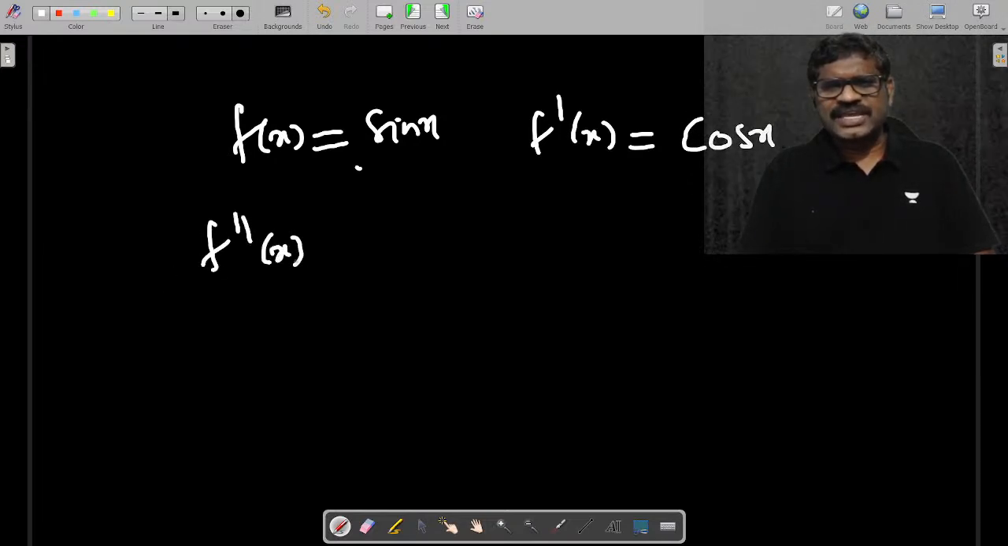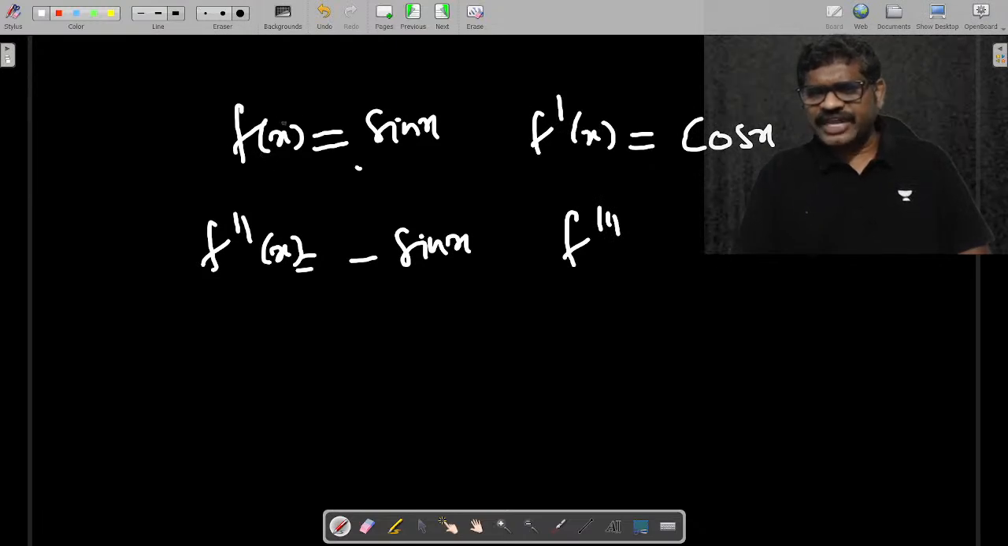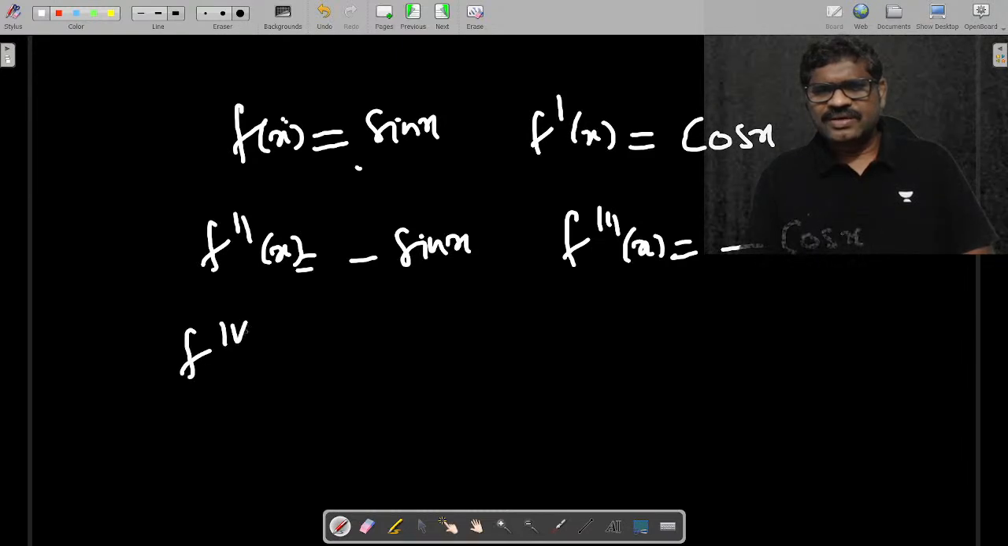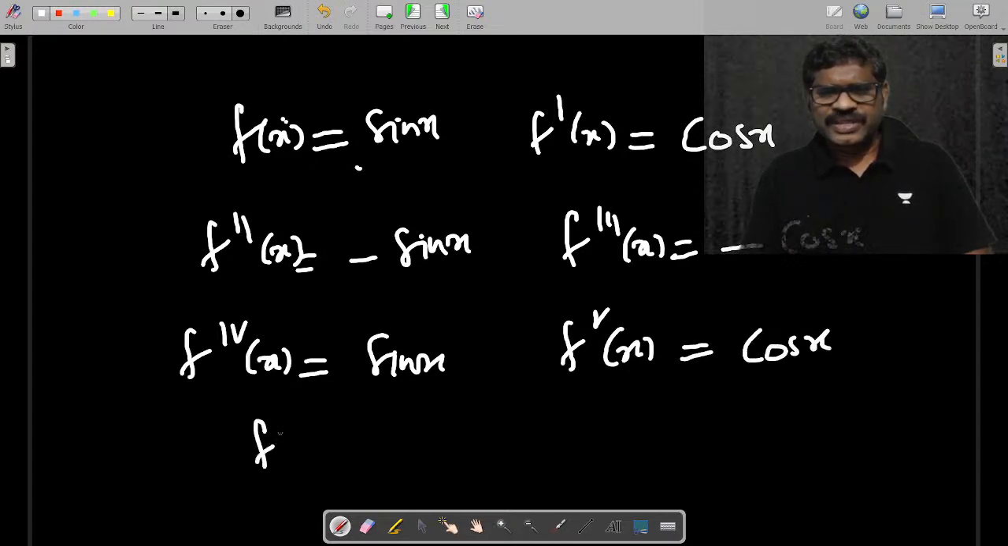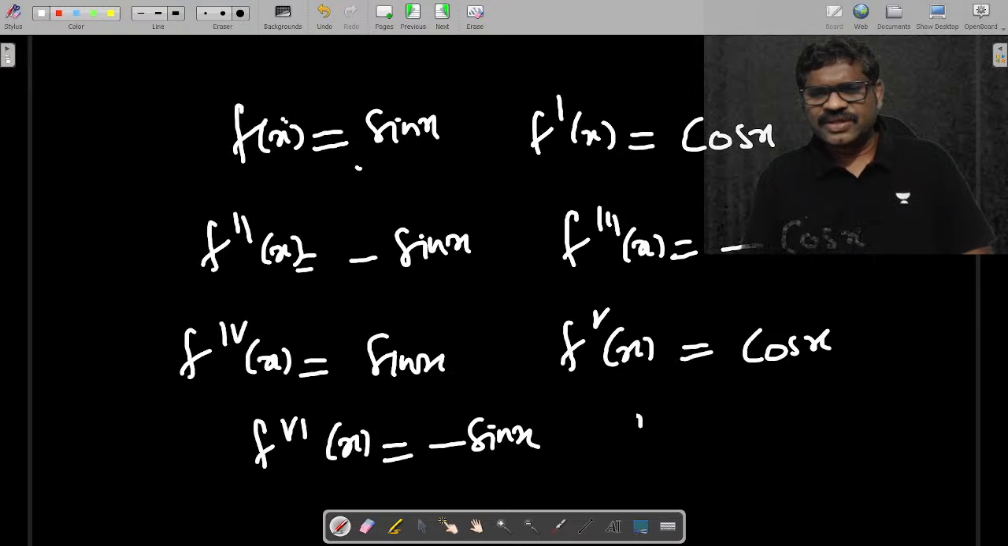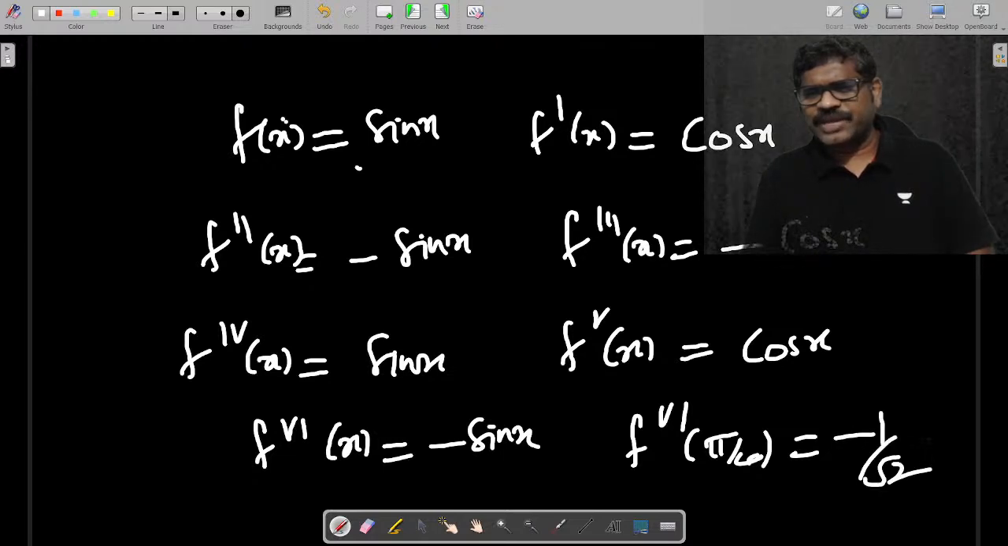f double dash x is the differentiation of cos x, minus sin x. f triple dash x is the differentiation of minus sin x, which is minus cos x. The fourth derivative of f is the differentiation of minus cos x, which is sin x. Now the fifth derivative of f is the differentiation of sin x, which is cos x. Now the sixth derivative of f is the differentiation of cos x, which is minus sin x. Now the sixth derivative of f at pi by 4 is minus 1 by root 2.